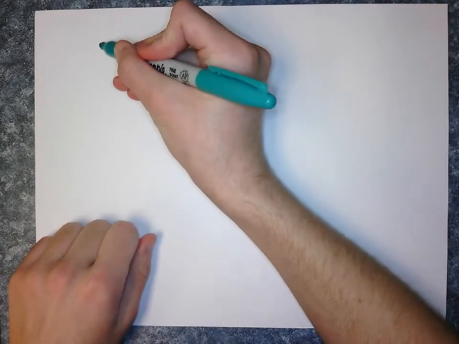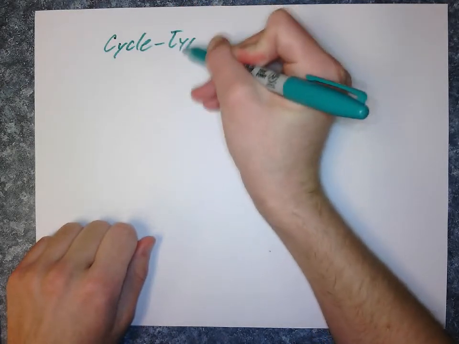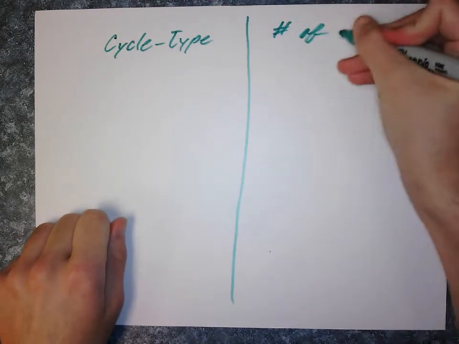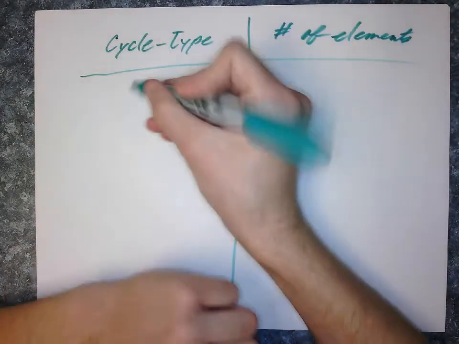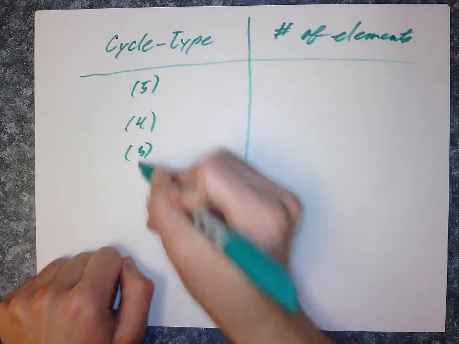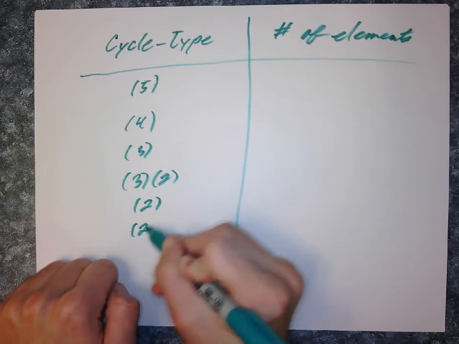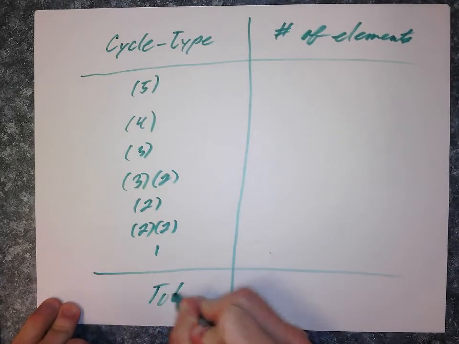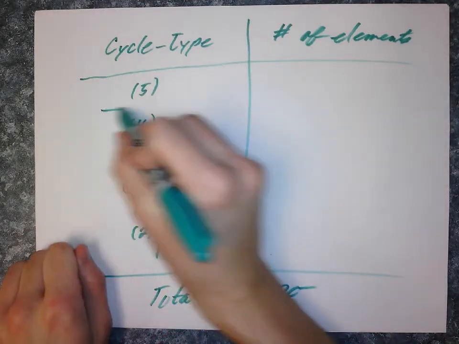So let's see, we do a cycle type here, and then the number of elements here. So you do that. Okay, so the types are just going to be 5, 4, 3, 3 with 2, 2, 2 with 2, 1. And then just for a check total, which we said should be 120.